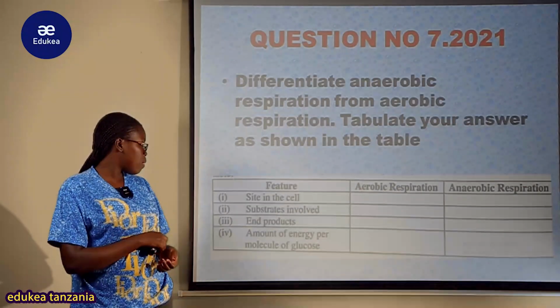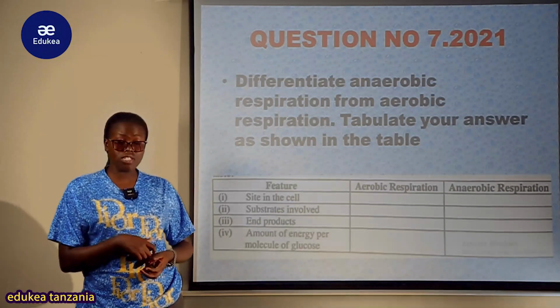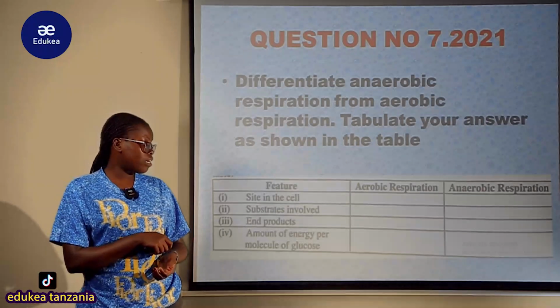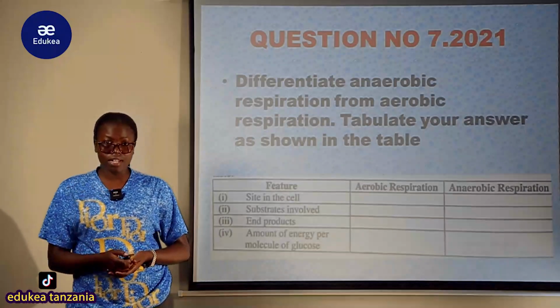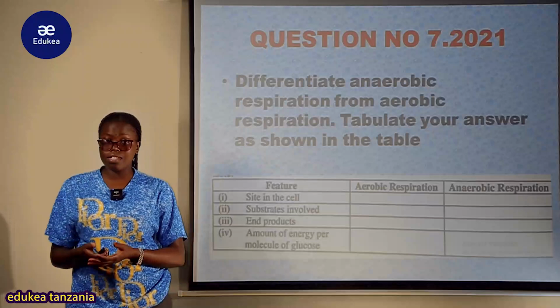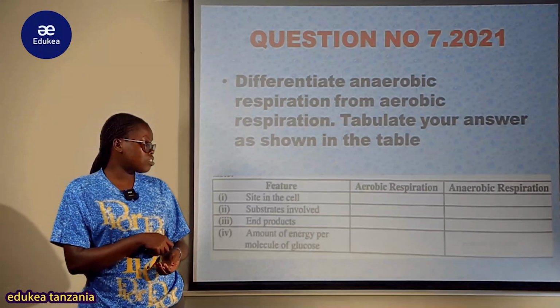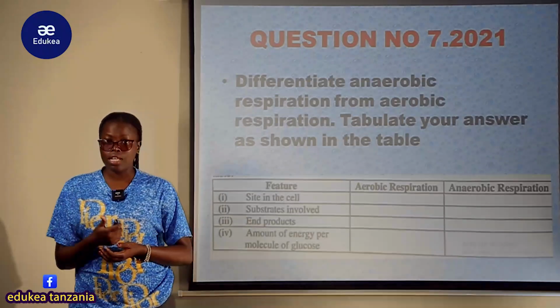The first one is by stating the site in the cell where the aerobic respiration is taking place and where the anaerobic respiration is carried out. The second one is by substrate involved. When we talk about the substrate, this is a reactant. What are the reactants involved in aerobic respiration and in anaerobic respiration?